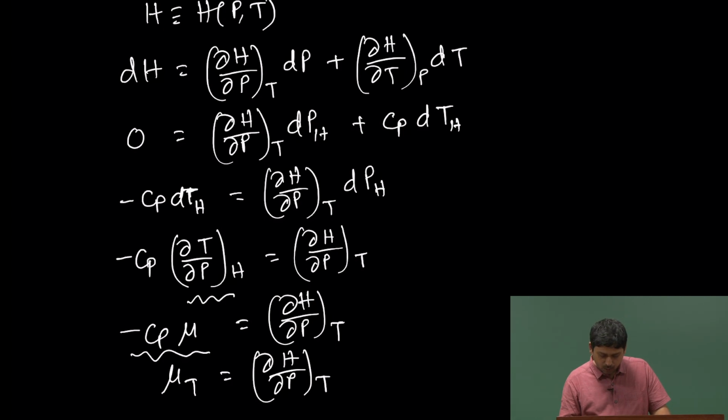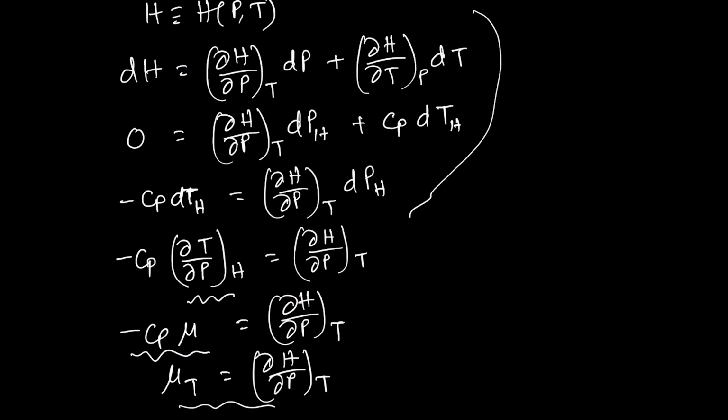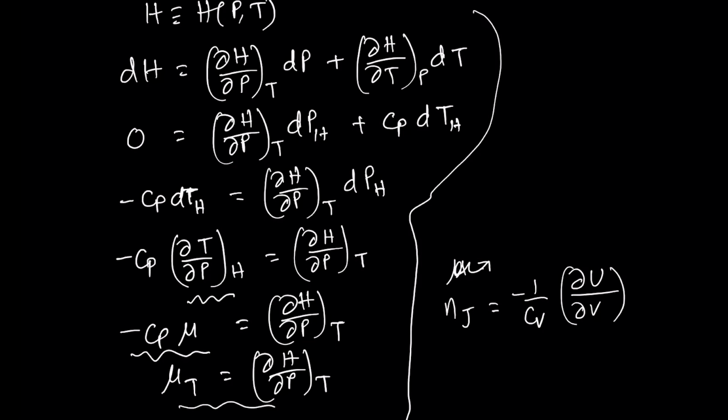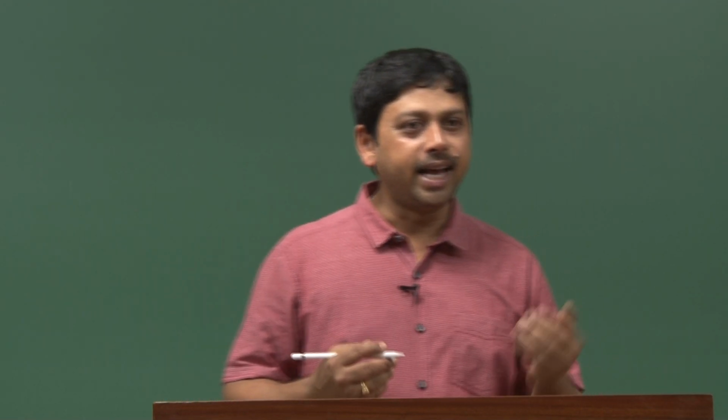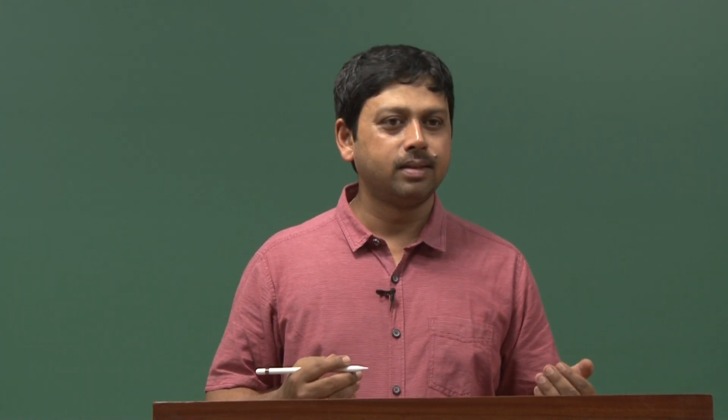Okay. So, now that we know this one, we will just go back, just remember that then mu is del T by del P at constant H. I will just compare that with our Joule coefficient here itself. Joule coefficient was eta J, and eta J was minus 1 by Cv, instead of Cp it was Cv, del instead of H it was U, instead of P it was V, that is it. So, you can see U and V are going together, H and P are going together.